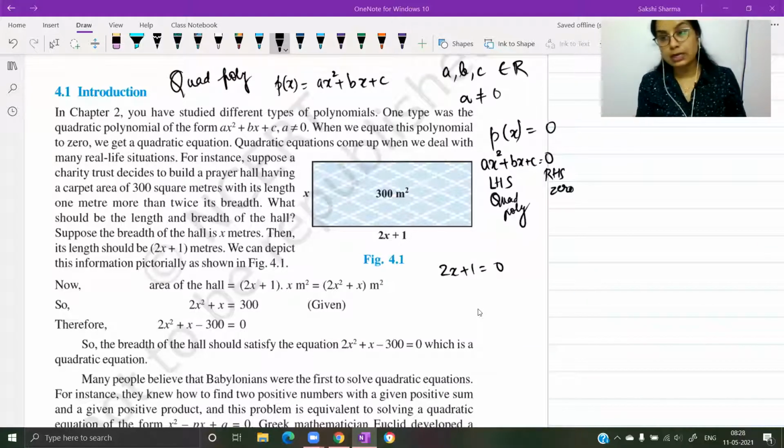Then you'll have real life problems. You have to convert them and represent them as quadratic equations and then solve those quadratic equations in order to find out the value of the variable. Solving would mean you're looking for the value of the variable, and that is what's important.